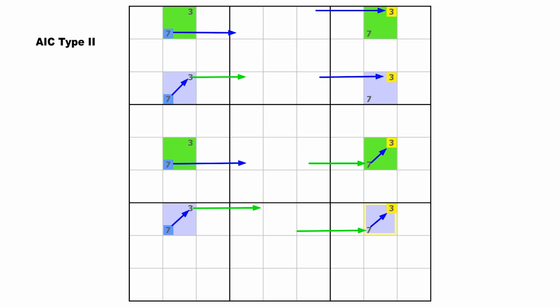And because we know we can eliminate the start digit from the end cell and the end digit from the start cell, and these are all identical bi-value cells, that means we're going to be able to eliminate the 3 from every one of those start cells, and we're going to be able to eliminate the 7 from every one of those end cells. Okay? Just like this.